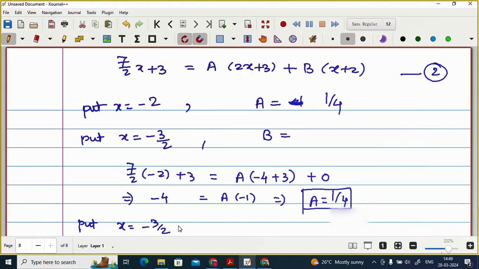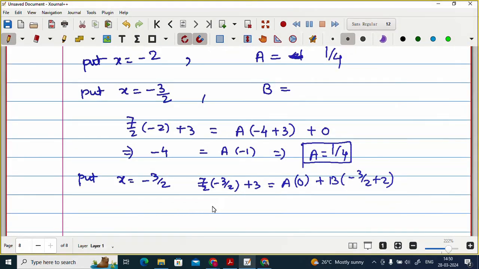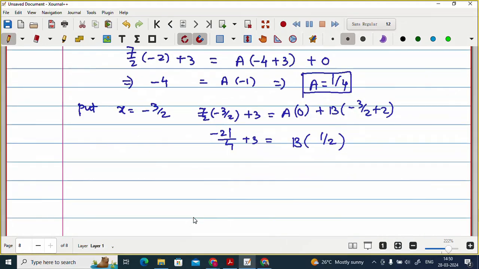Minus 3/2. So what will you have? 7/2 into minus 3/2 plus 3 is equal to a into, ये तो 0 हो जाएगा, a into 0 plus b into minus 3/2 plus 2. So it is minus 21 upon 4 plus 3 is equal to b into minus 3 by 2 plus 2, that is minus 3 plus 4, 1 upon 2. So it is minus 21 plus 12 upon 4, that is b into 1 upon 2.